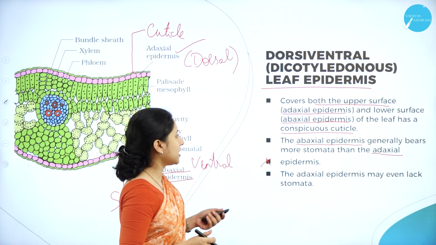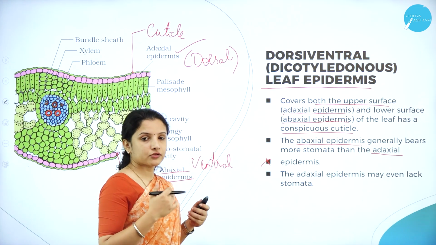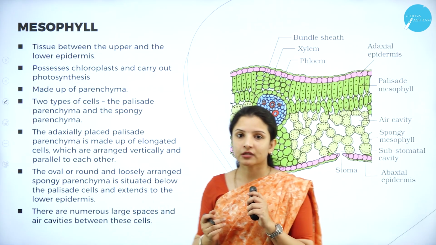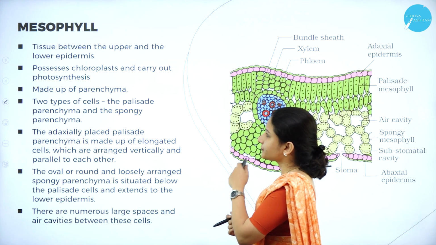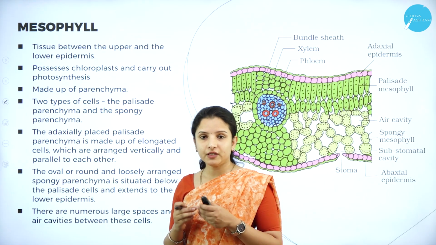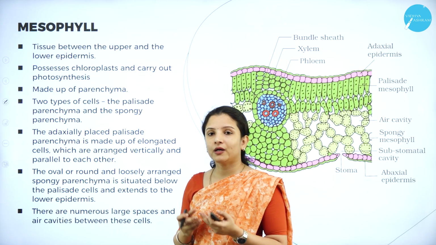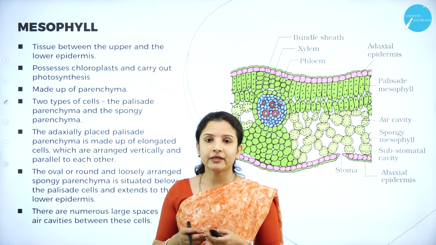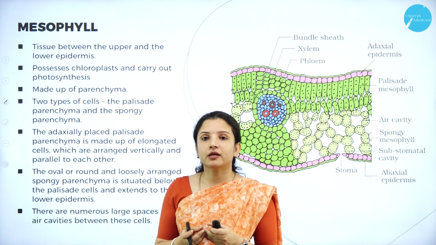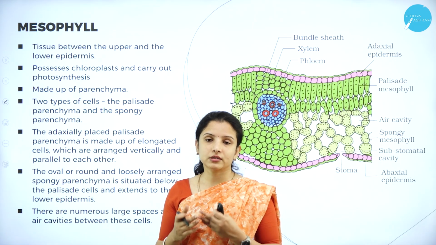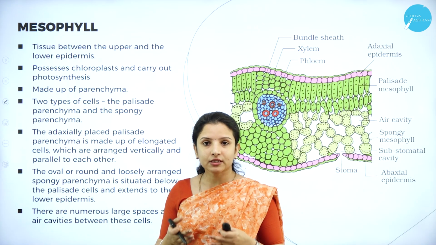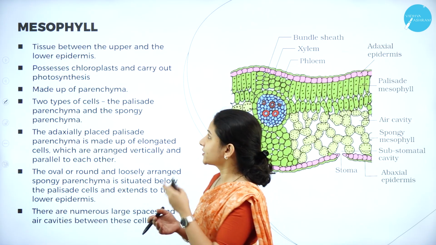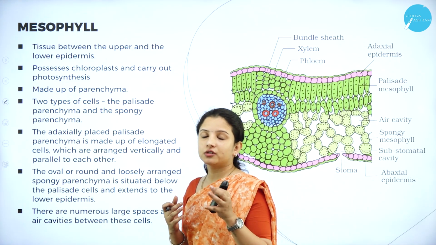So next, moving on to the other parts, we shall see, inner to the epidermis, what are the different types of cells that are present in the dicotyledonous leaf. So next comes the mesophyll region. If you remember, while talking about the root and the stem, we used a term called the cortex, right? Or the hypodermis region, and we use the term cortex. So all the parenchyma cells, the collenchyma cells, sclerenchyma cells, all those belong to the cortex, right? Just like that, in the leaf, we use the term mesophyll.